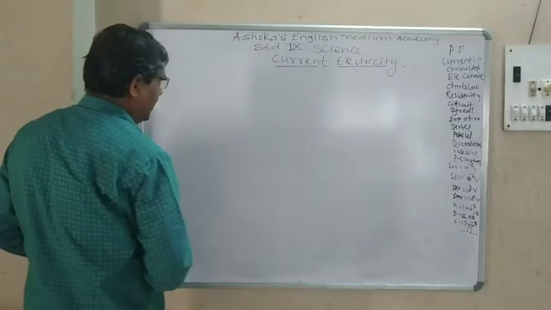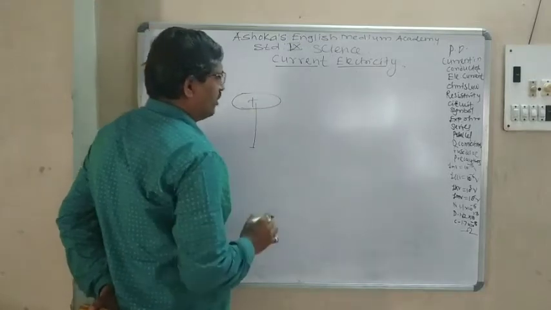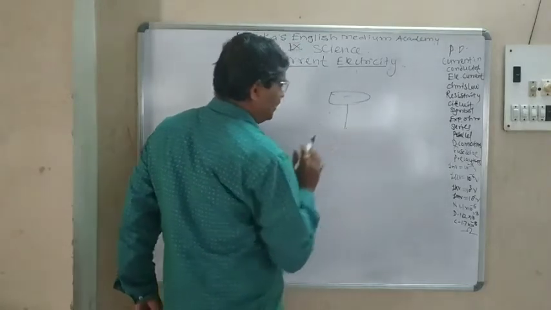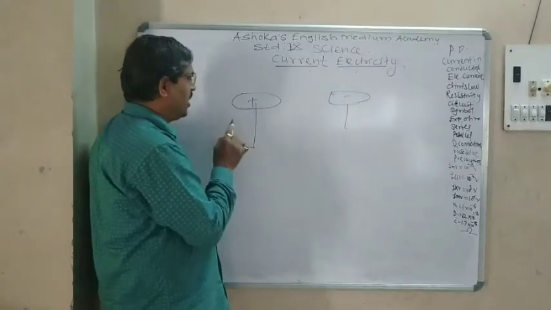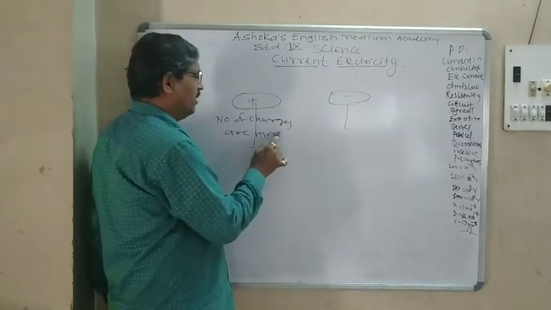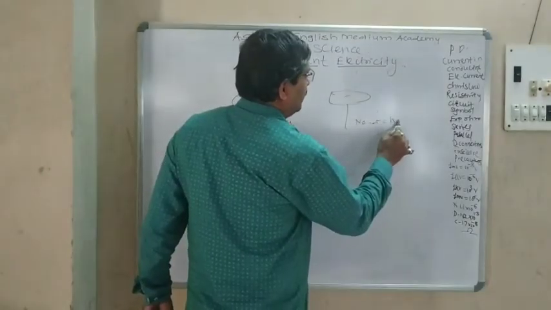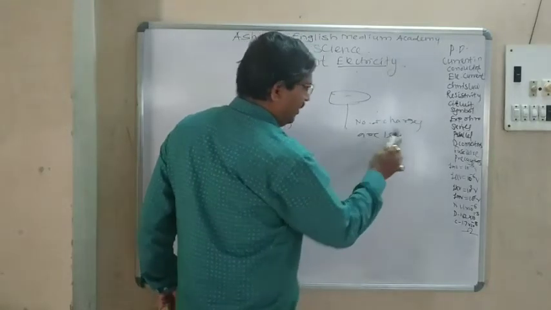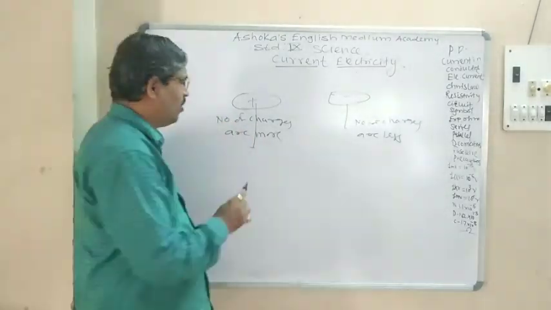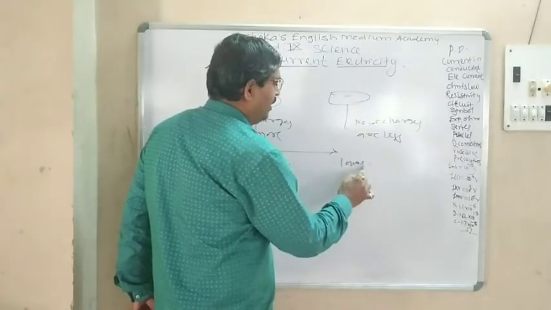So instead of that beaker, I will draw another diagram here. Suppose here is one conducting wire. This is the positive terminal and here is the negative terminal. At the positive terminal the number of charges is more, and at the negative terminal the number of charges is less. So what will happen? Electric current will flow from the positive terminal to the negative terminal. It means from a higher level to a lower level.